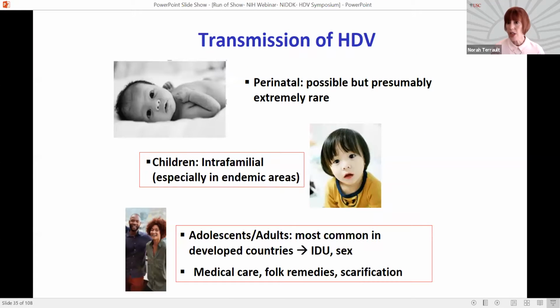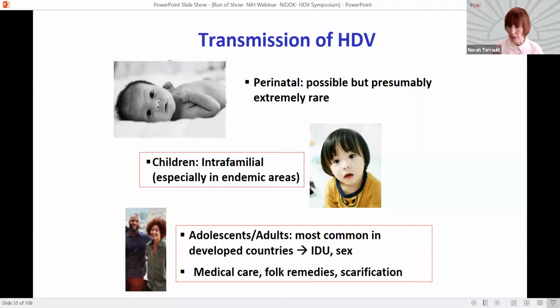So I'm going to shift now to transmission and what we know about transmission. In general, in contrast to hepatitis B, where perinatal transmission plays a very important role, for Delta this is not the case. We're dealing with intrafamilial transmission, which can occur certainly at younger ages, but primarily this is an infection that we're seeing in adolescents and adults.